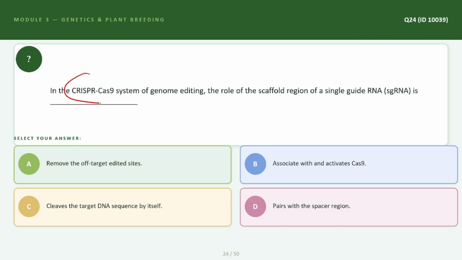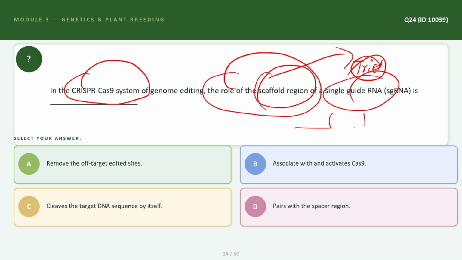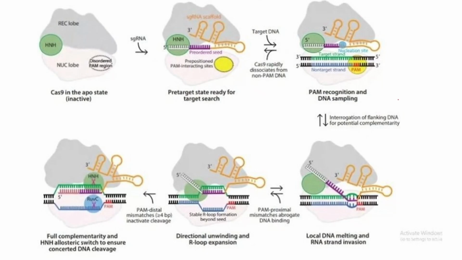Then the CRISPR-Cas9 system, the role of the scaffold region. See how tricky it was. Generally, we forget this region. Many of you don't know, or have not even studied, the structure of single-guide RNA. That is pathetic.